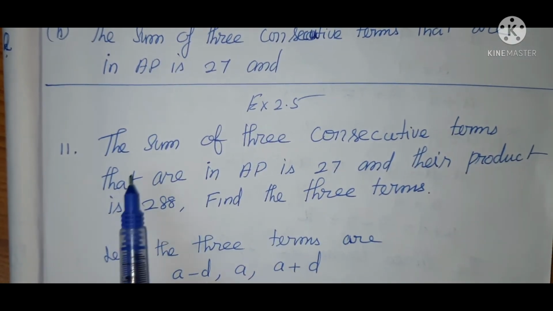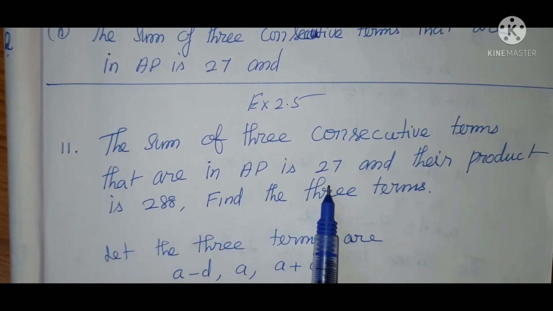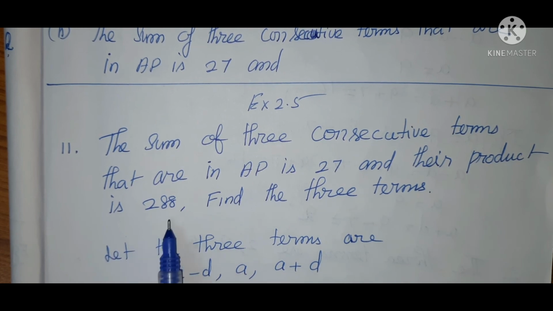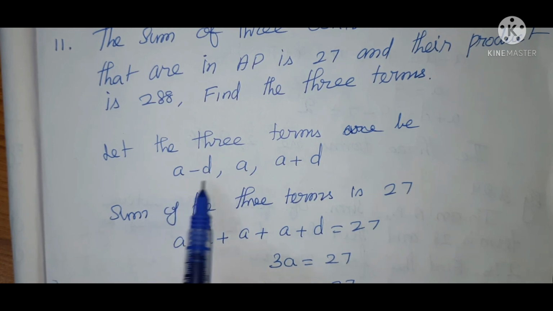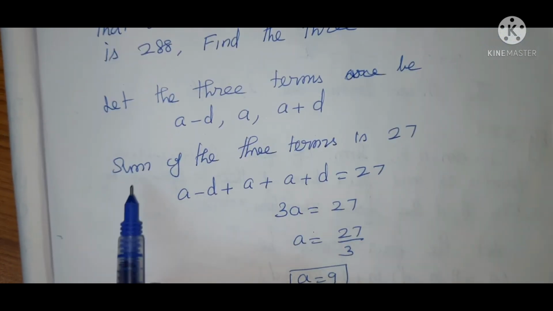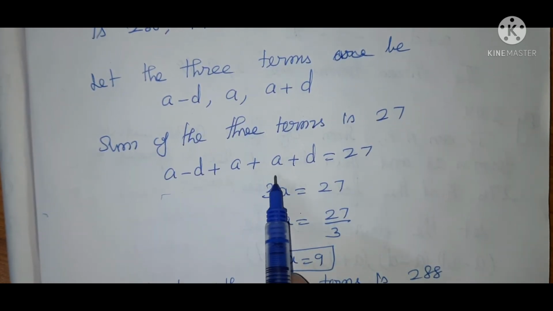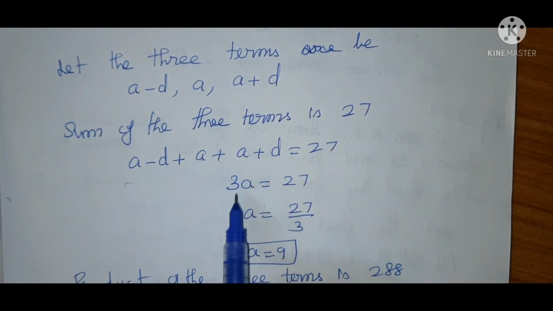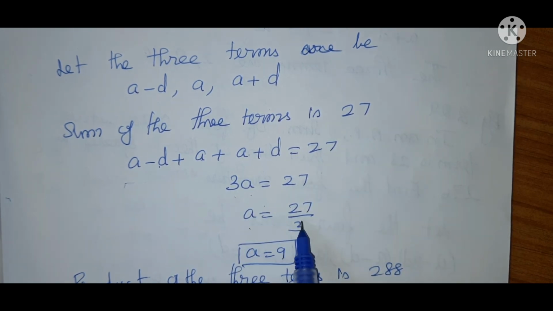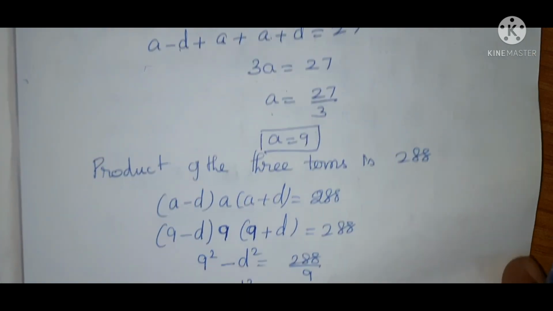Exercise 2.5.11. The sum of three consecutive terms that are in AP is 27 and their product is 288. Find the three terms. Let the three terms be a minus d, a, a plus d. The sum of the three terms is 27. a minus d plus a plus a plus d is equal to 27. a plus a plus a is 3a, minus d plus d cancel. 3a is equal to 27, a is equal to 27 by 3, a is 9.